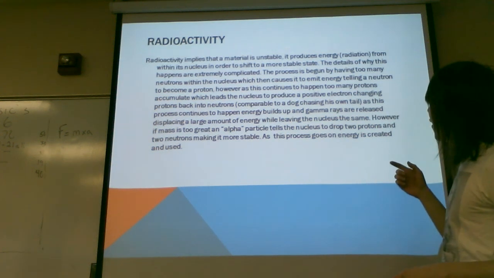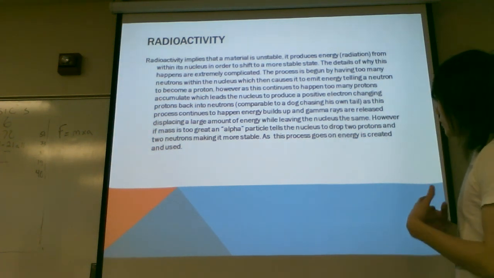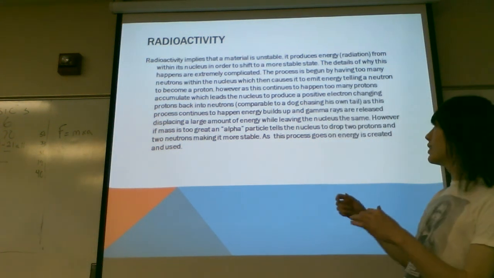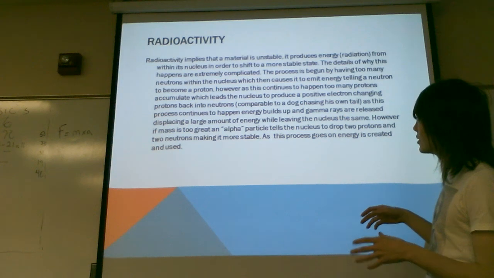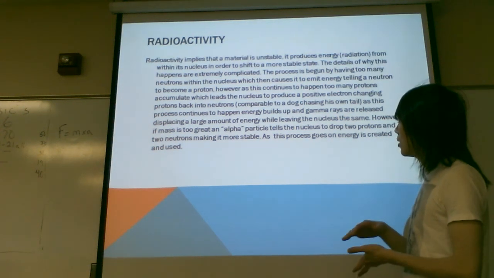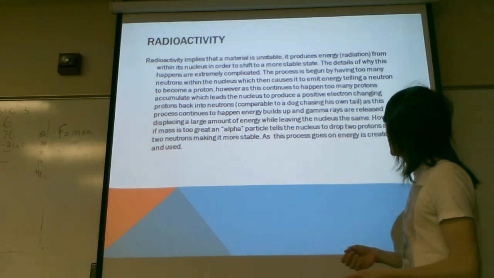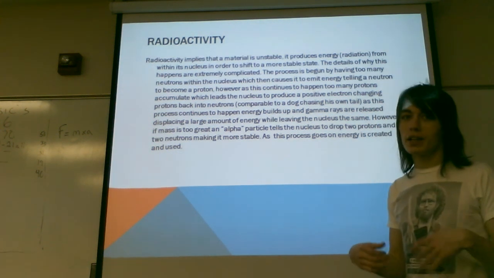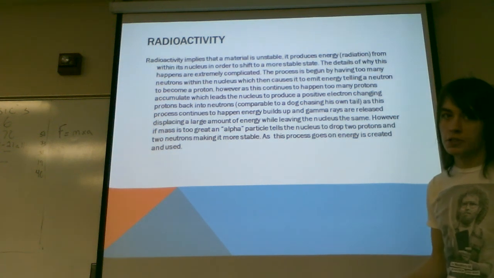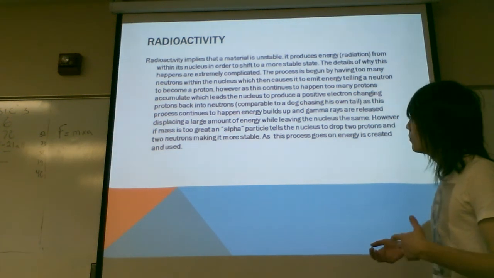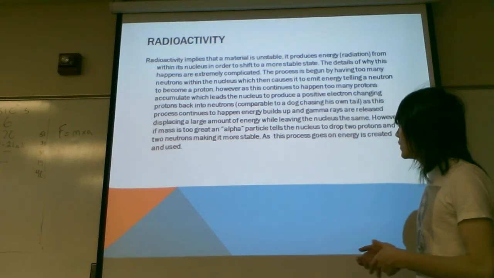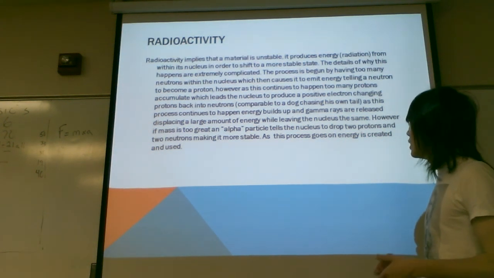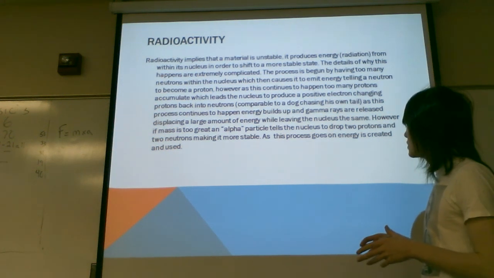Telling a neutron to become a proton. However, this continues to happen, and too many protons accumulate, which leads to the nucleus producing a positive electron, changing the protons back into neutrons. This could be comparable to something like a dog chasing its tail, or any other vicious cycle you would think of. As this process continues to happen, energy builds up and gamma rays are then released, displacing a large amount of energy, however, leaving the nucleus the same.